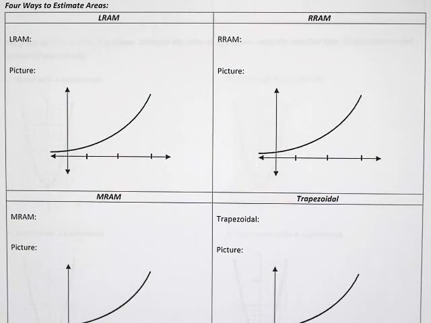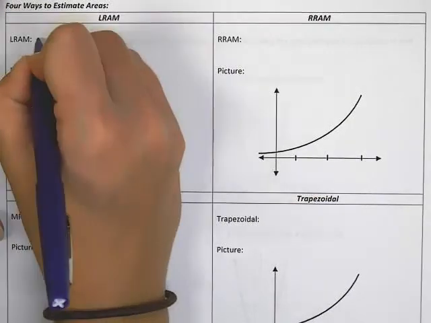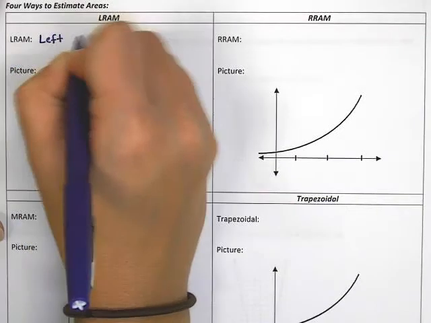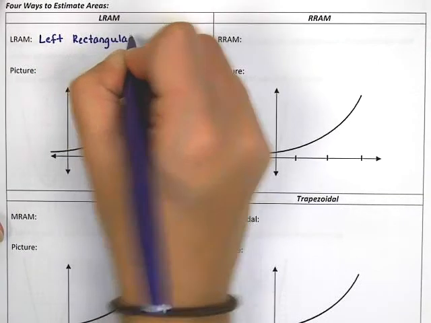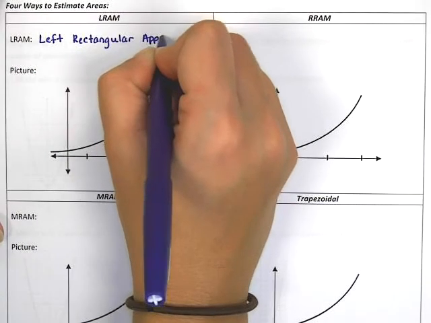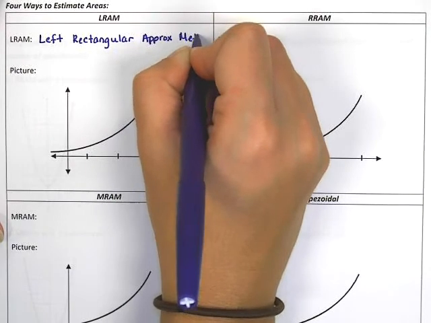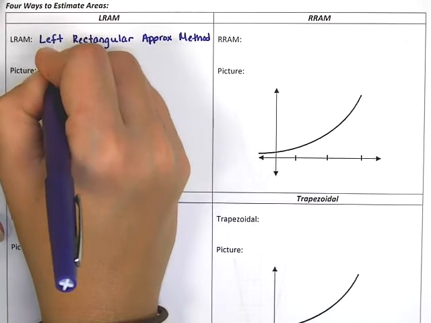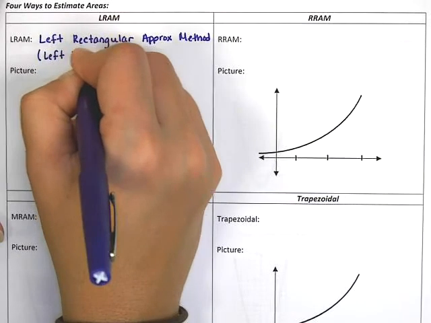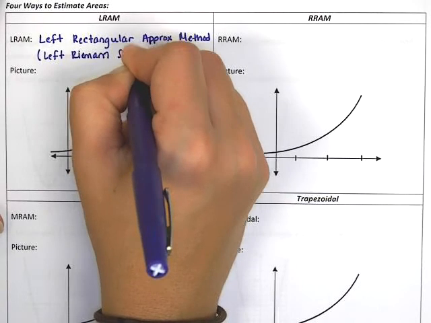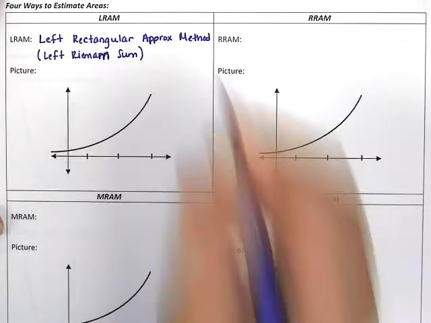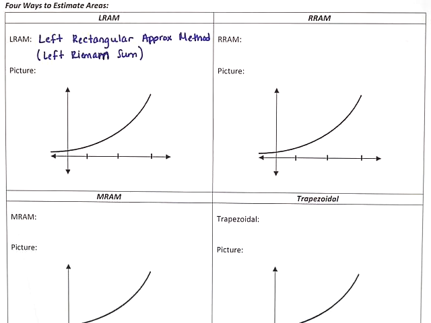But here's what it is formally, like if we were to give it a definition and explain how to do the problems. So we have something called LRAM, which is the left rectangular approximation method. Sometimes this is called a left Riemann sum. And the reason it's called a left Riemann sum is because a guy whose last name was Riemann invented it.